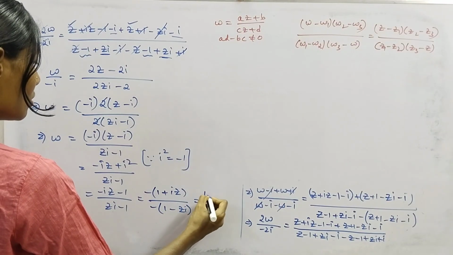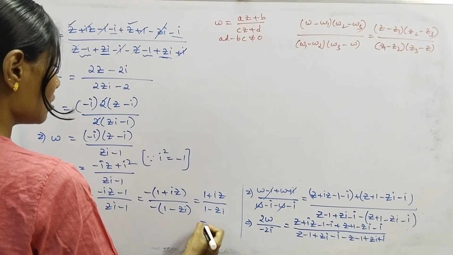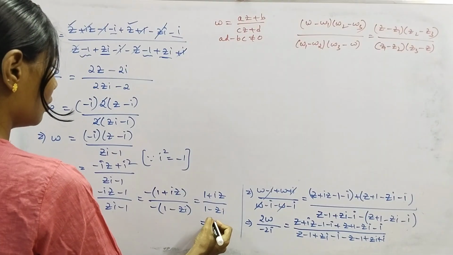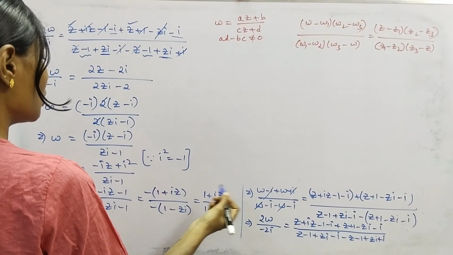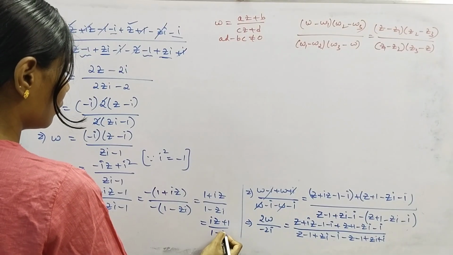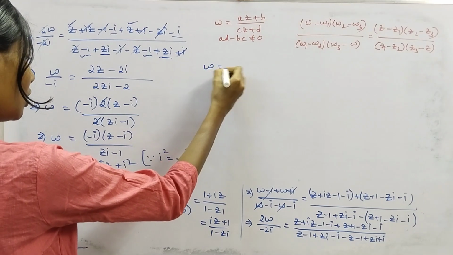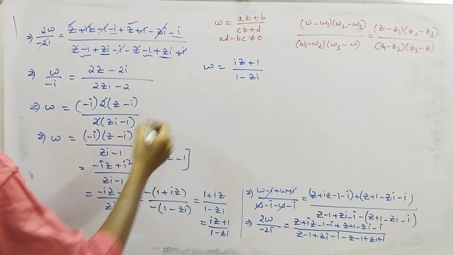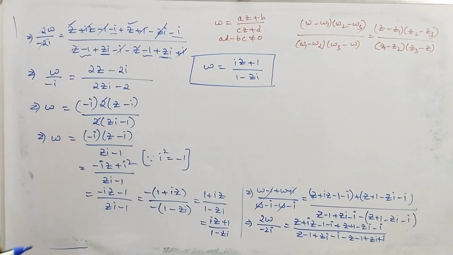Right? Which gives us 1 plus iz by 1 minus zi, or you can write this as iz plus 1, you can write a plus b as b plus a also, right? Fine, you got omega equal to iz plus 1 by 1 minus zi. See, verify and confirm that this is a required bilinear transformation.